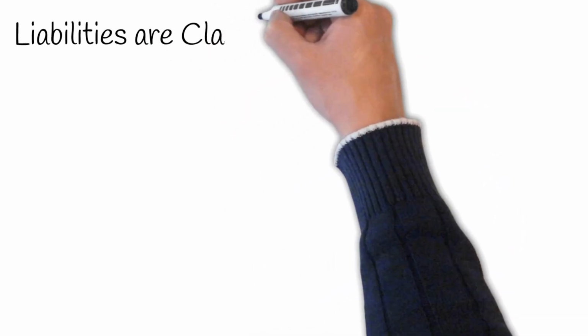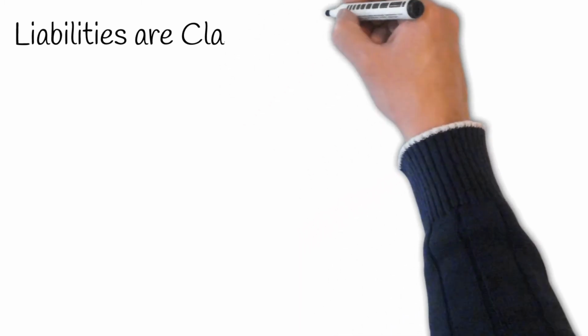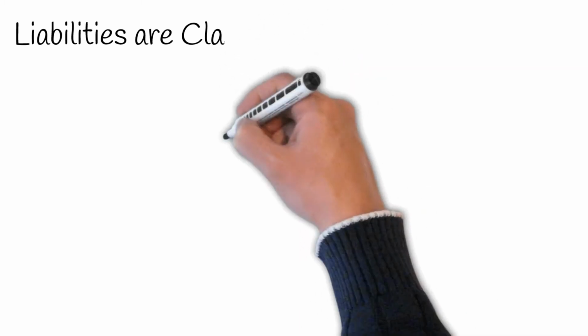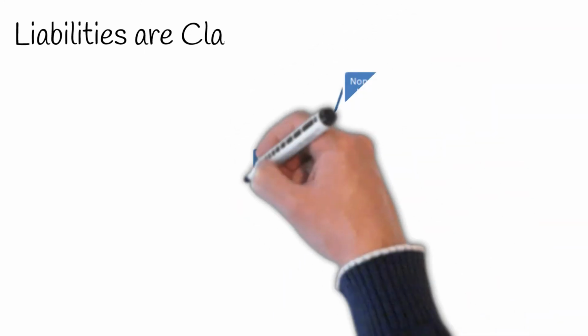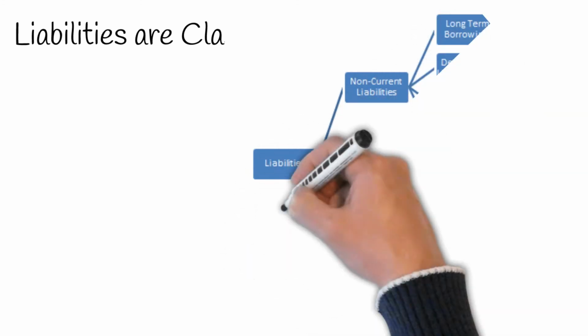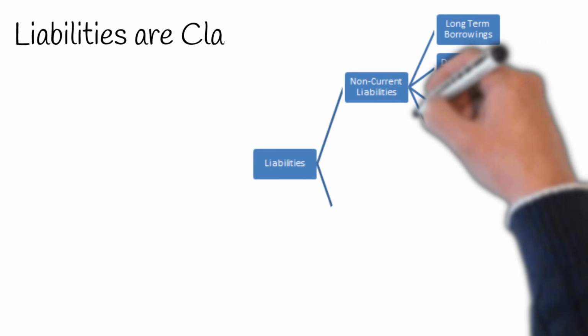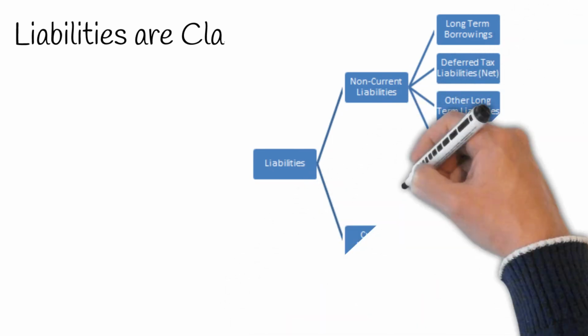Liabilities are classified as non-current liabilities and current liabilities. Non-current liabilities are those liabilities which will take more than 1 year to settle. It is further classified into long-term borrowings, deferred tax liabilities, other long-term liabilities, long-term provisions.